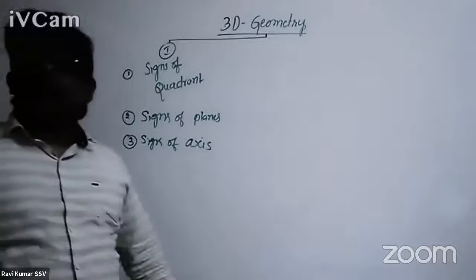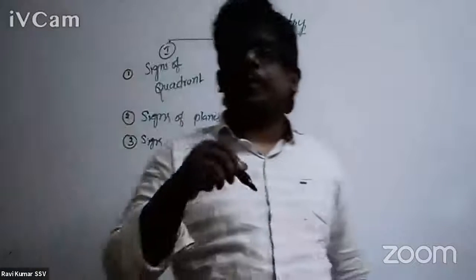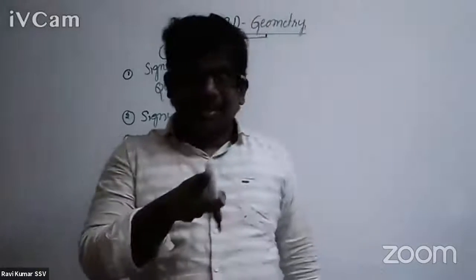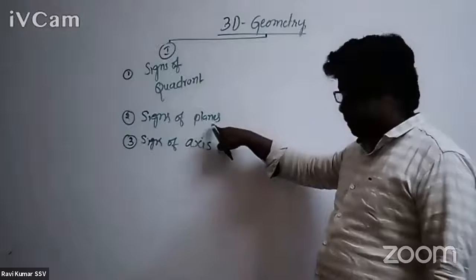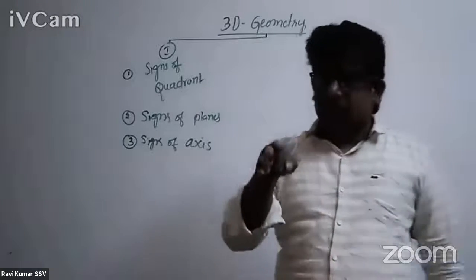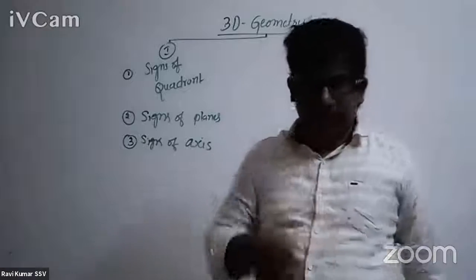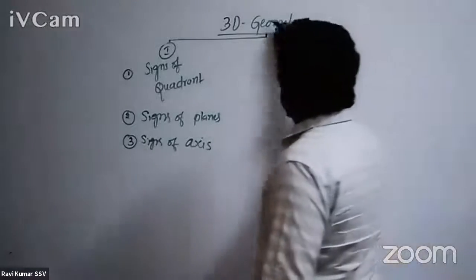Completely we finished identifying whether a point lies on the x-axis, y-axis or z-axis, or on the planes. Easily we can identify by using the positive and negative signs. This is the topic we discussed, the first topic in 3D geometry.